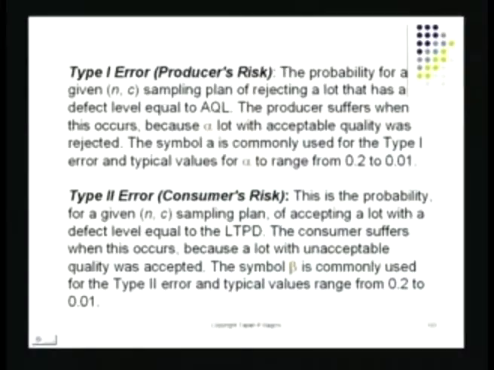Then of course, we've got something called type 2 error, which is the consumer's risk. This is now the buyer or the user. His risk is that he should have almost no lots brought into his shop that are at RQL level or the LTPD level. Therefore, he would like to have that beta be as small as possible.